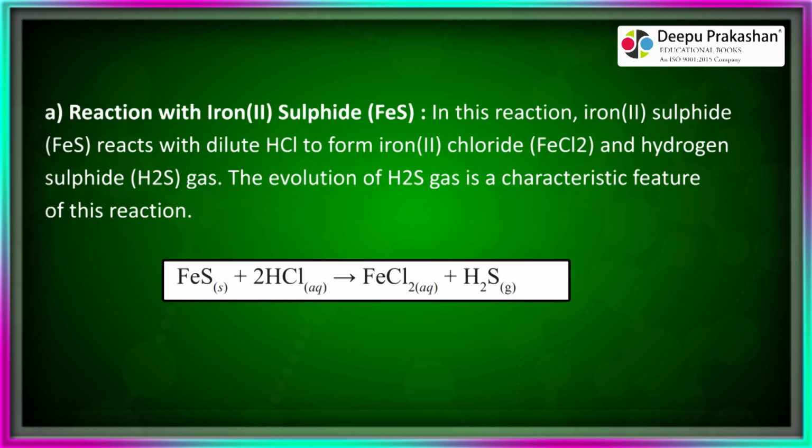A. Reaction with iron(II) sulfide, FeS. In this reaction, iron(II) sulfide, FeS, reacts with dilute HCl to form iron(II) chloride, FeCl2, and hydrogen sulfide, H2S, gas. The evolution of H2S gas is a characteristic feature of this reaction.